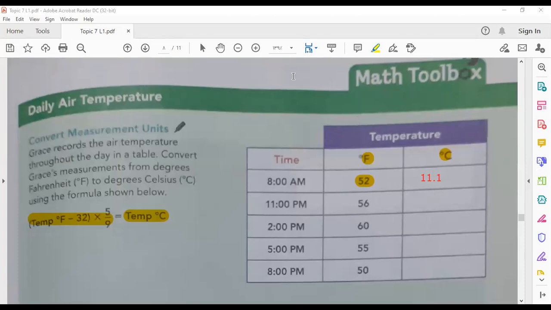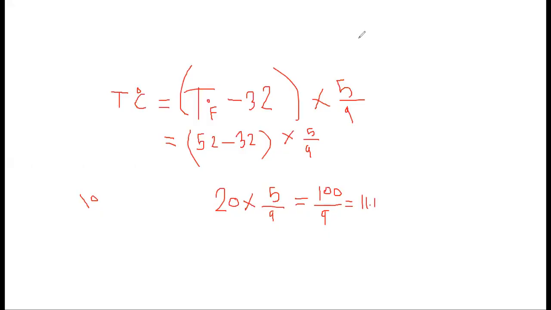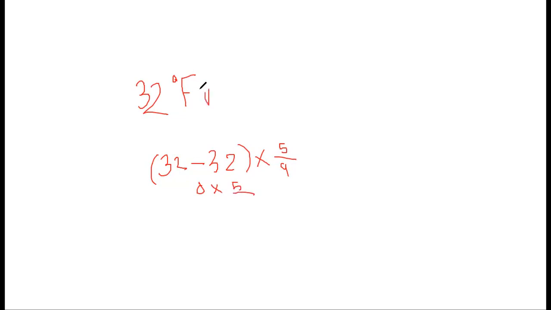Okay. Do you remember the freezing point of water? It's 0, right? 0 degrees Celsius. In Fahrenheit, water freezes at 32 degrees Fahrenheit. To change it, let's use the formula: temperature in Fahrenheit minus what? 32, multiply by what? Anything times 0 equals 0. Yes, 32 minus 32 is 0, and anything times 0 is 0. So 32 degrees Fahrenheit is equal to 0 degrees Celsius.